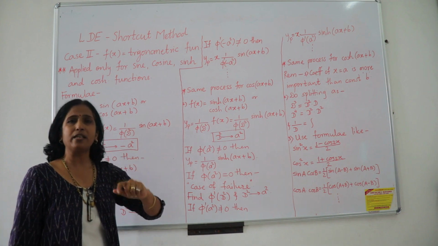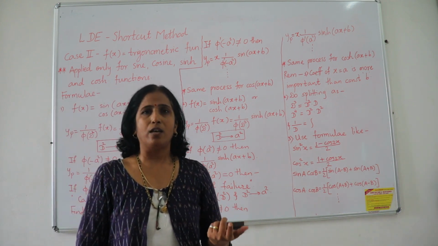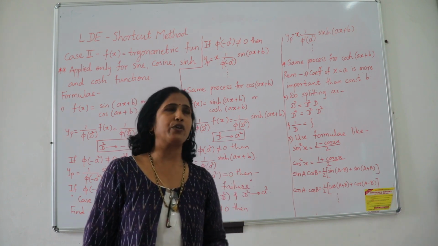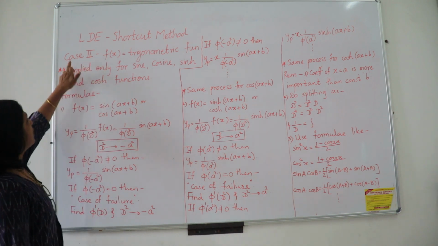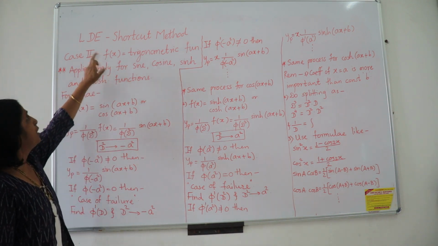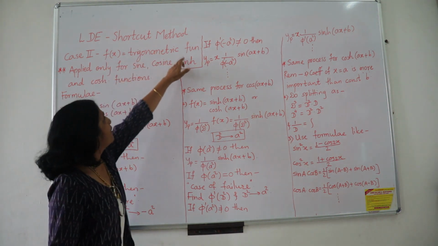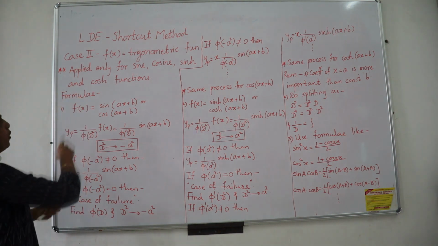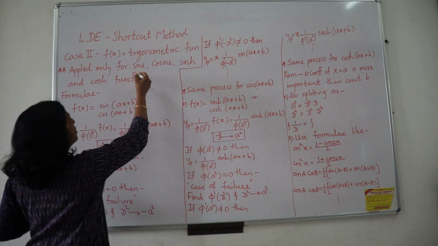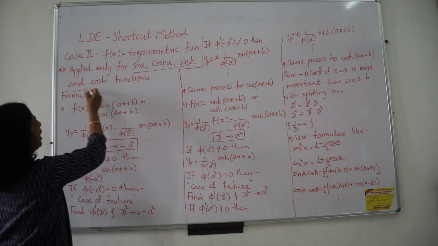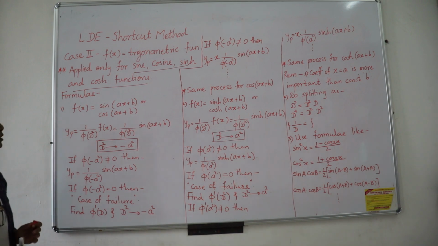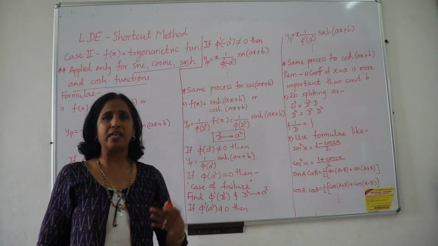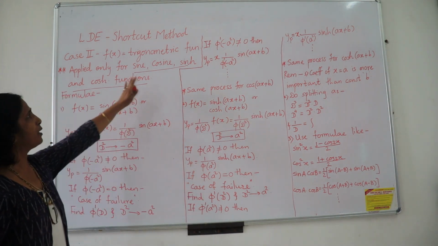We have seen previously case number 1, in which we discussed the exponential function and various cases of it. So today in this shortcut method we are moving ahead with case number 2, where your function is a trigonometric function. The very important thing to be noted is that it is applied only for these 4 functions: sine, cosine, sine hyperbolic and cos hyperbolic. These 4 functions only. It is not applicable for functions like tan, cot, cosec, sec. They do not come under this case.